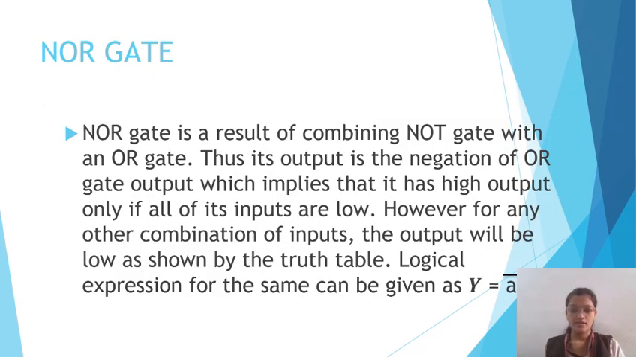NOR gate. The NOR gate is a result of the combination of a NOT gate with an OR gate. It means it is a combination of two gates, which are the OR gate and the NOT gate. Its output is the negation of the OR gate output, which implies that it has high output only if all of its inputs are low. It means it is the opposite of the OR gate. However, for any other combination of inputs, the output will be low, as shown by the truth table. The logical expression for the same can be given as Y is equal to (A plus B) whole bar. It means whole complement.